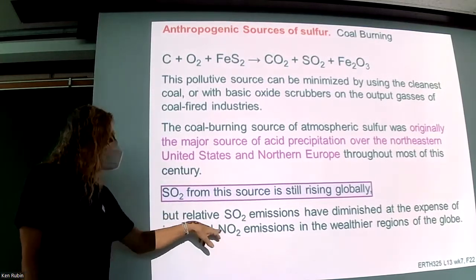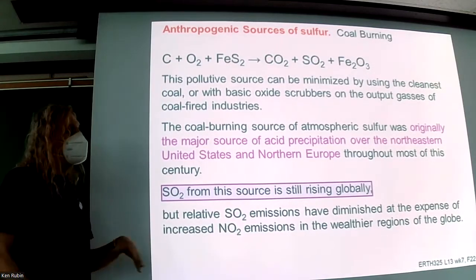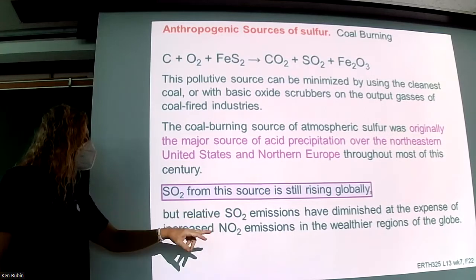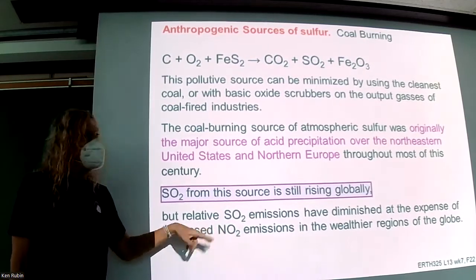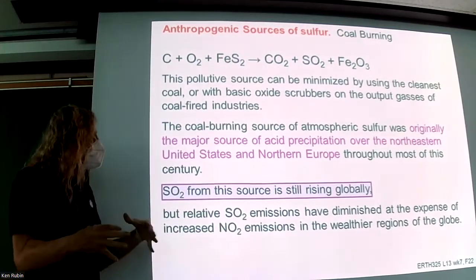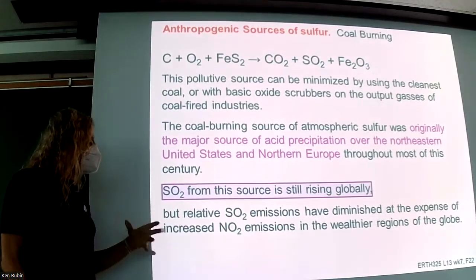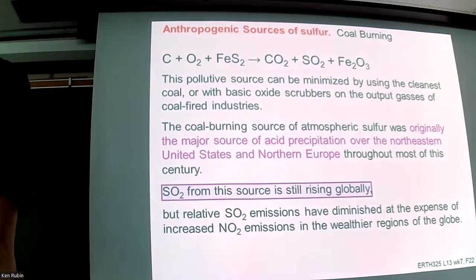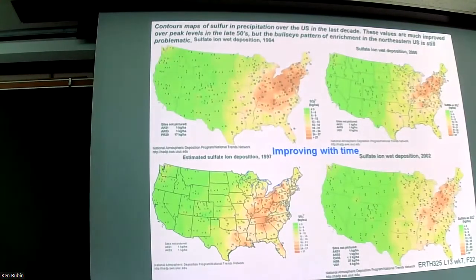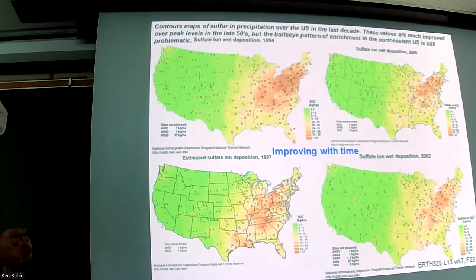But it's coming at the expense of other kinds of burning of fossil fuels that are refined, that don't have as much sulfur in them, specifically gasoline, kerosene, jet fuel, those kinds of things. And that produces nitrogen oxide, which we'll talk about next. So overall, we've got increasing emissions of sulfur globally and increasing emissions of nitrogen globally, contributing to increasing acidification of the atmosphere.